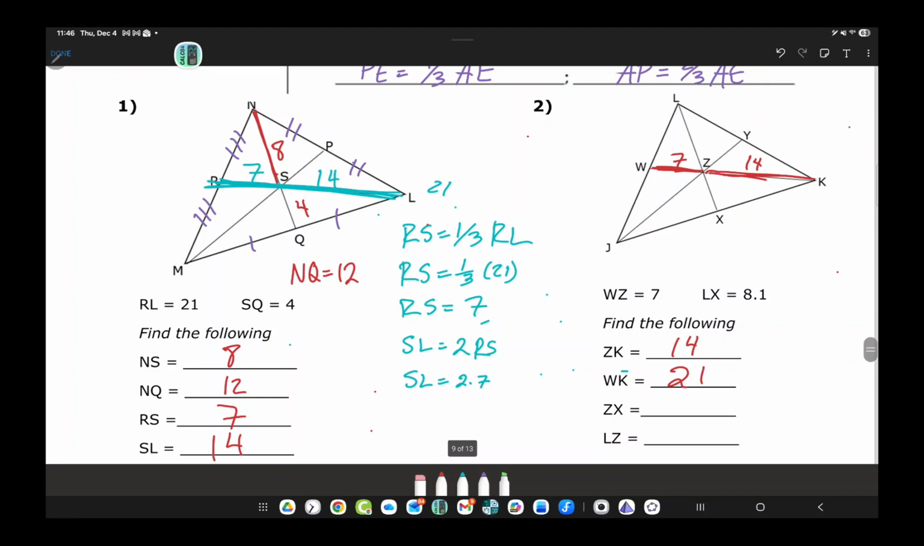Now, this is obviously not drawn to scale, so don't question why this whole segment here is 8.1. Just assume that's what it's meant to be, 8.1. Now, that means the smaller segment, if I have the whole thing, the smallest segment is 8.1 divided by 3, which is 2.7. And if we double that, we get 5.4.